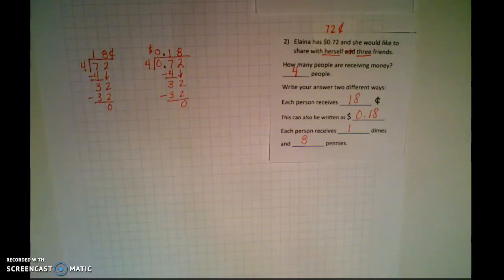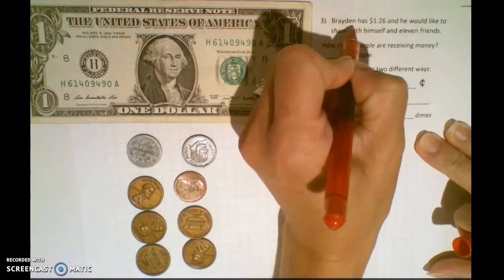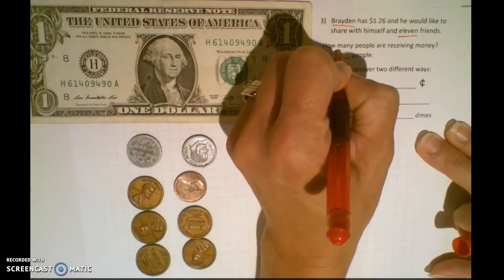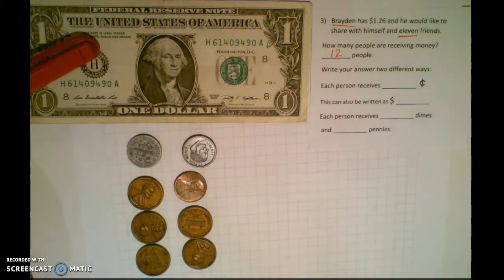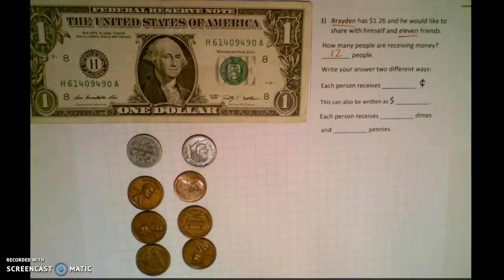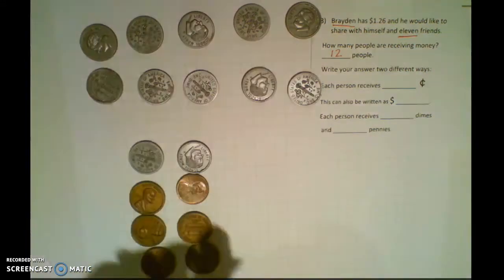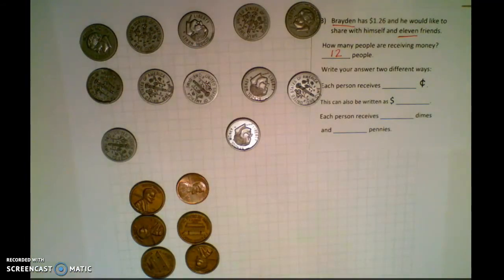Let's go on and look at number 3. Number 3 says Braden has $1.26 and he would like to share it with himself and 11 friends. So that's going to be how many people? You guessed it, 12 people sharing this money. I don't have $12 bills, so I'm going to need to trade that out for 10 dimes. So there are 12 people and I have 12 dimes.